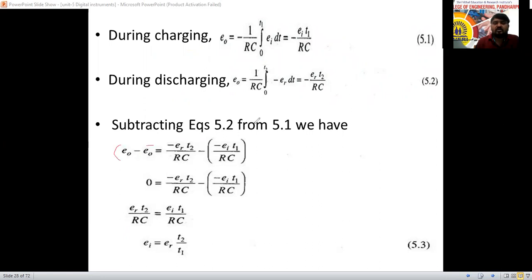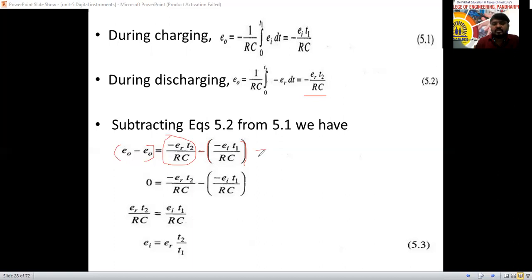E0 minus E0. And this one we will consider minus ER T2 by RC here now. Equation number 2 we have considered here now. Subtracting we are using, so I have used minus, and I'll use the open bracket here, and here minus EI T1 divided by RC we have written here.